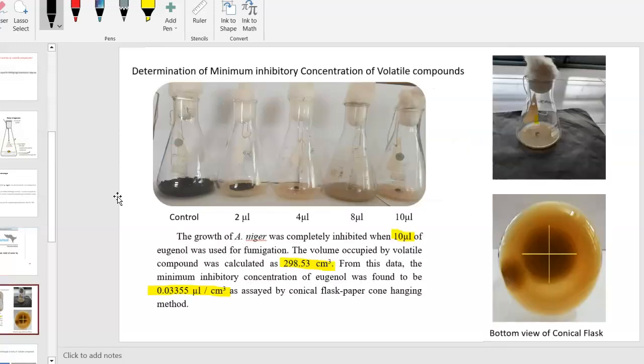You can also measure the radial growth of the fungi, just like we measure when you inoculate in a petri dish. Similarly, you can also measure by turning your conical flask upside down. One can also measure the radial growth of the fungi, and we can calculate various parameters, and you can compare various parameters too.